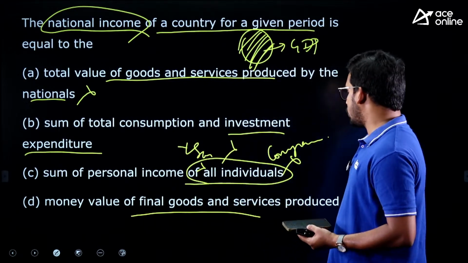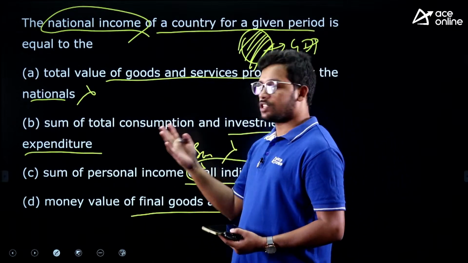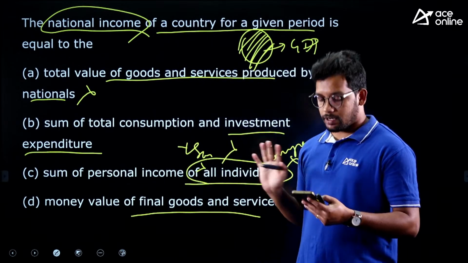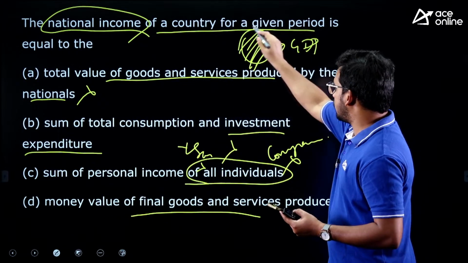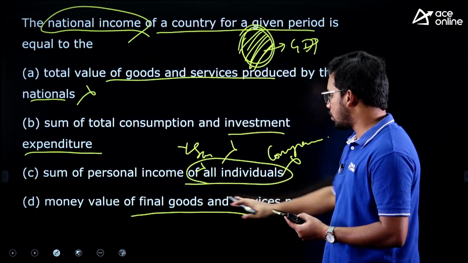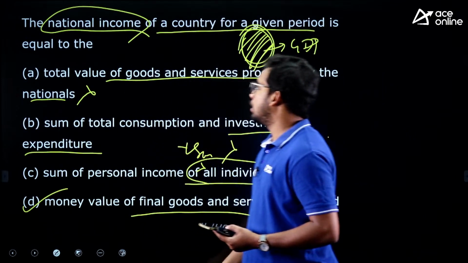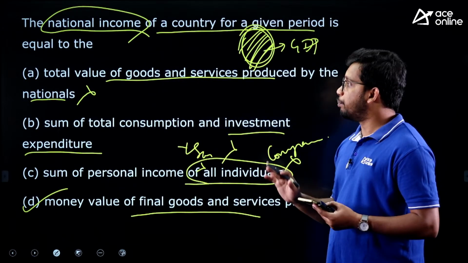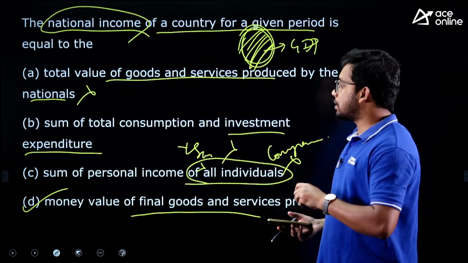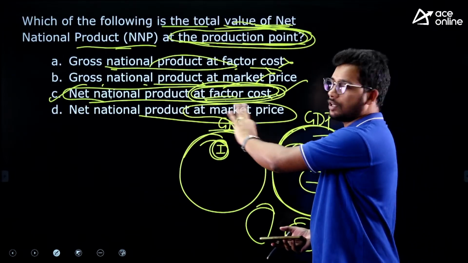Money value of final goods and services produced. This is the correct answer. Total goods and services that are produced in our economy, in the total territory, the value of all the final goods and services produced, is called the GDP. That is also called national income. Very, very important. Even though we took some time, we were able to solve very conceptual questions.